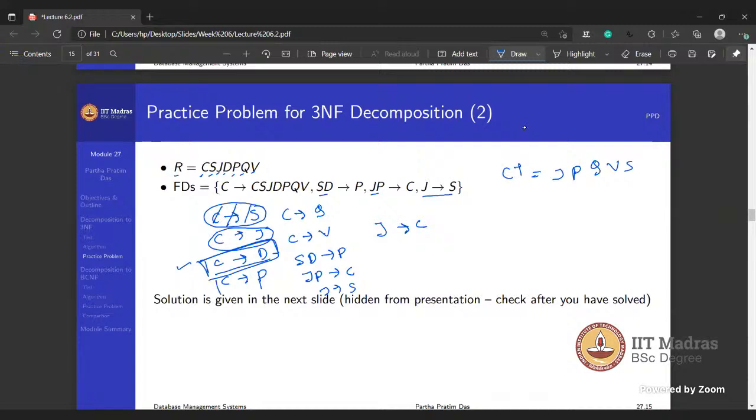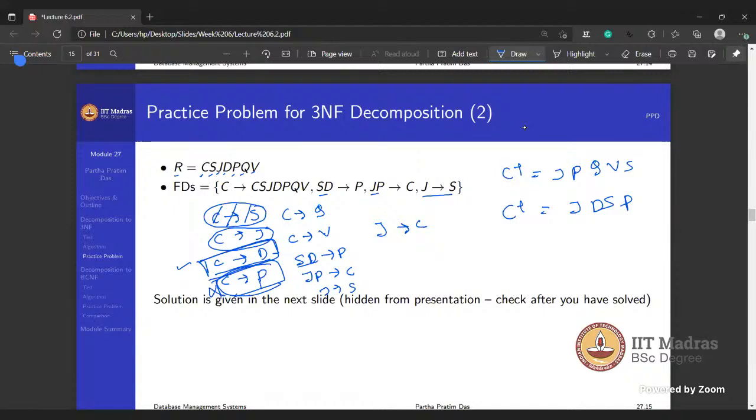Then we have to check C determines P without the help of this functional dependency. What will be the C closure? So J, D, S, and we can find that SD determines P. So we can get C determines P without the help of this functional dependency. So this is an extraneous functional dependency.